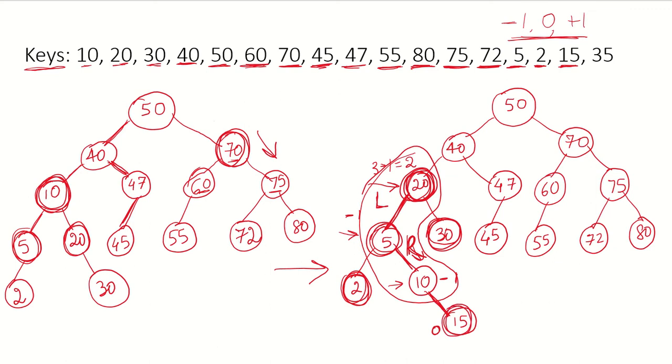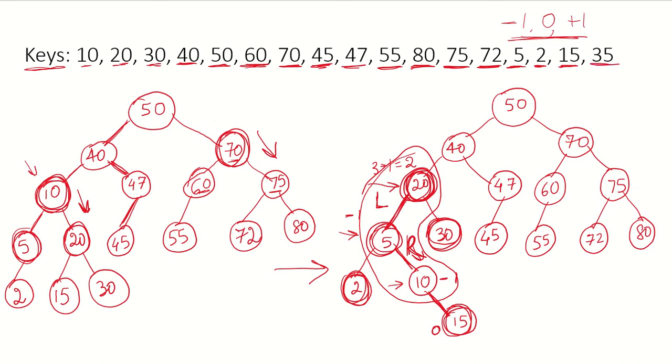15 was the right child of 10. So here is 10 and we have to go in the right subtree of 10. So 15 will come here. 15 will be parked over here. Now again we will see the balance factors and we will see that the tree is balanced again.